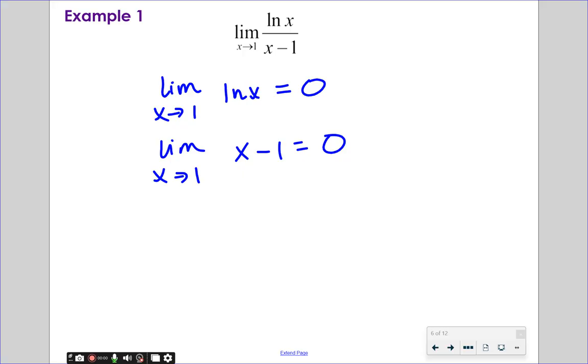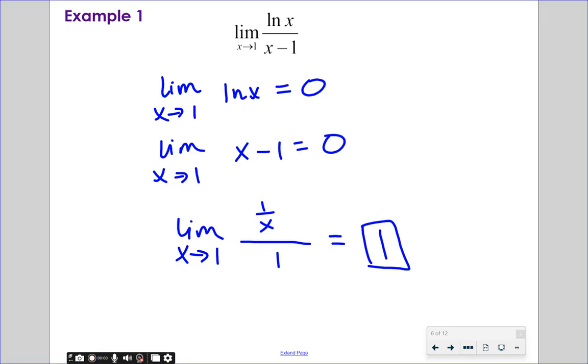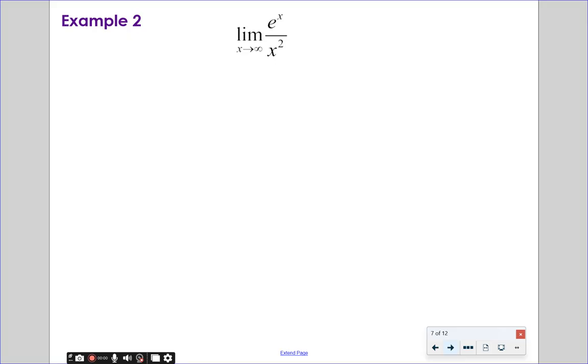Okay, now we can do L'Hopital's rule. So now I'm going to rewrite my limit notation. What's the derivative of natural log of x? 1 over x. What's the derivative of x minus 1? 1. Ooh, and now what do we get? We just get, if we plug in 1, 1. This is the type of situation where you'd want to use L'Hopital's rule, because I don't really know how to do it any other way. Okay, here's another one.